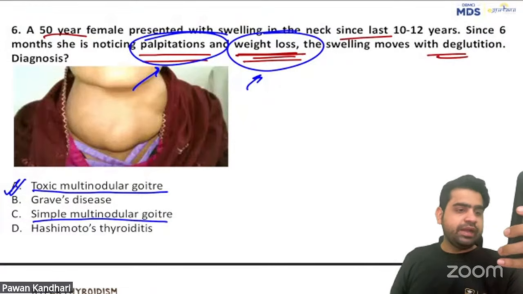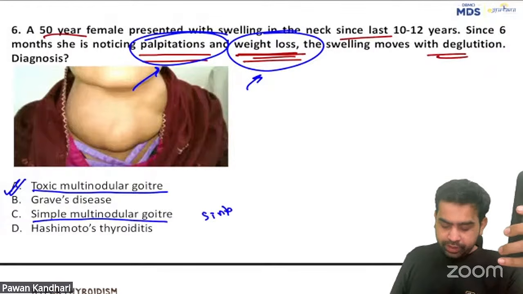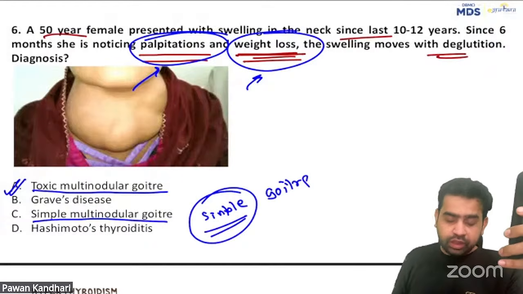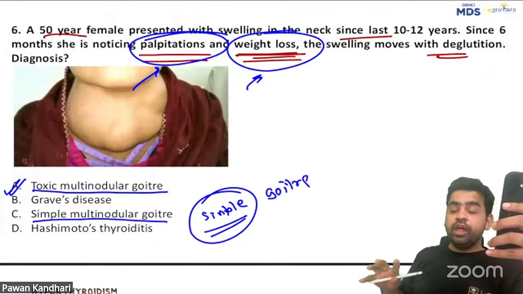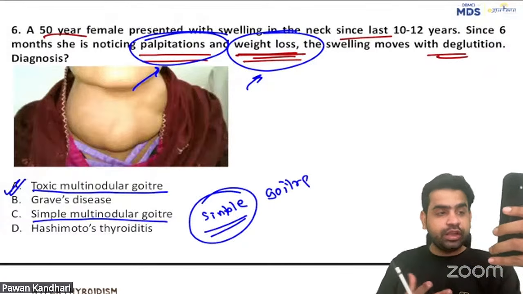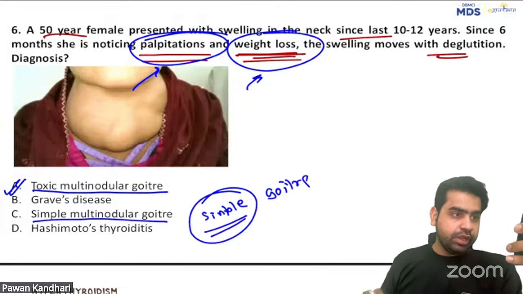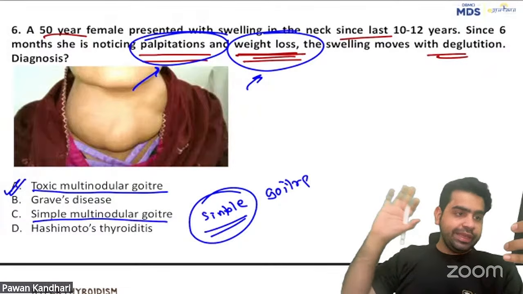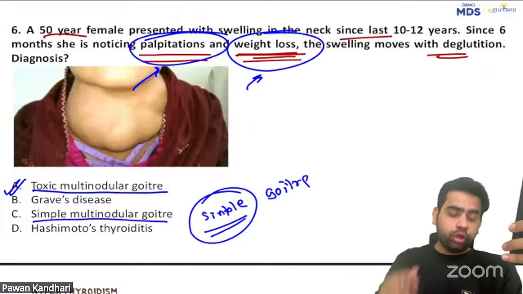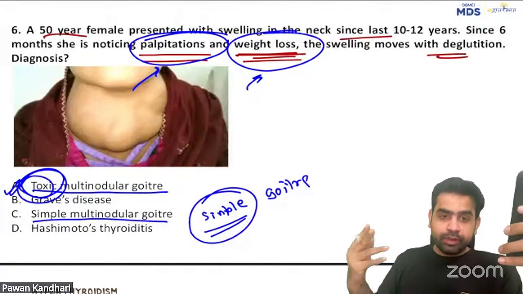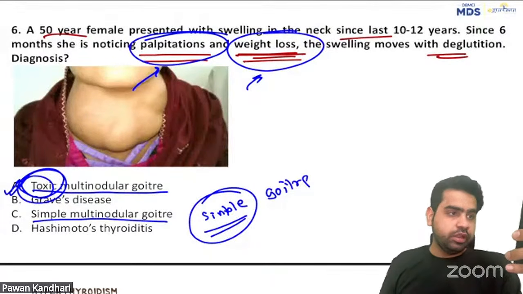It is not an undifferentiated carcinoma. Simple goiter is not the answer. Simple goiter basically means that the thyroid gland is enlarged, but the thyroid hormones have not increased, so the signs of hyperthyroidism are not there. Any option which has toxic in it, toxic basically means hyperthyroidism. That was the answer over here. I hope you understood this point.